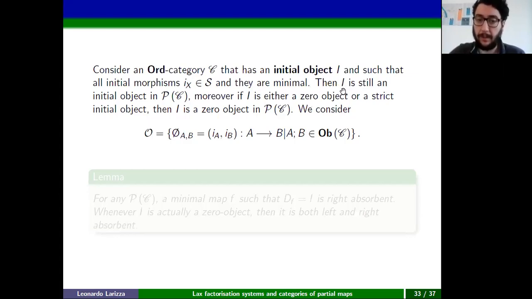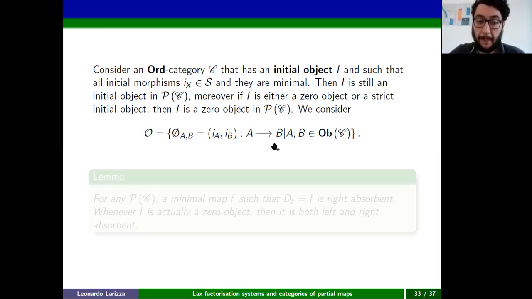Then we remark that I is still an initial object for PC, the category of partial maps built on C. And moreover, if I is either a zero object or a strict initial object, we have that I is a zero object for PC, the category of partial maps. Then we consider the class O of all zero morphisms, or the pair of initial morphisms if I is not zero here.